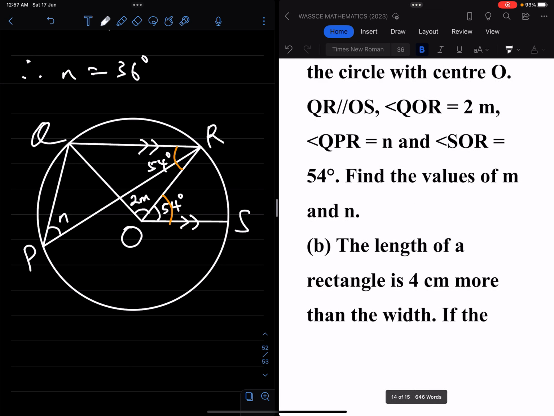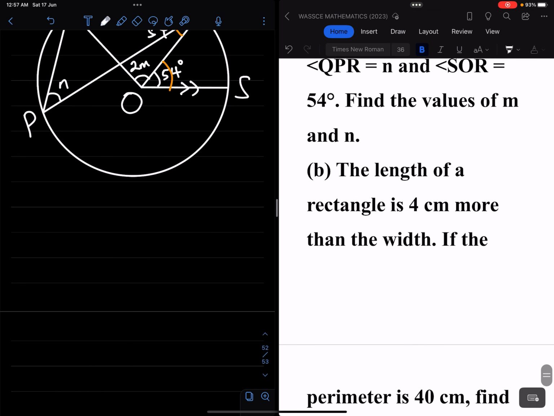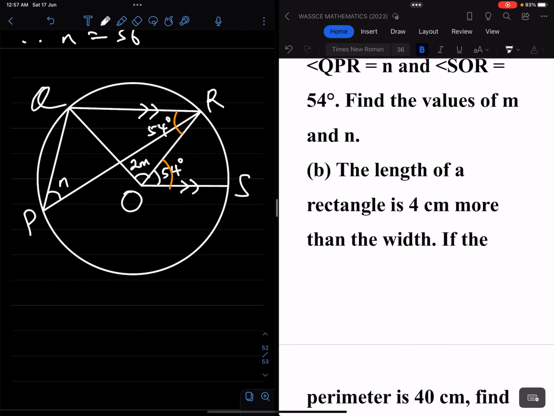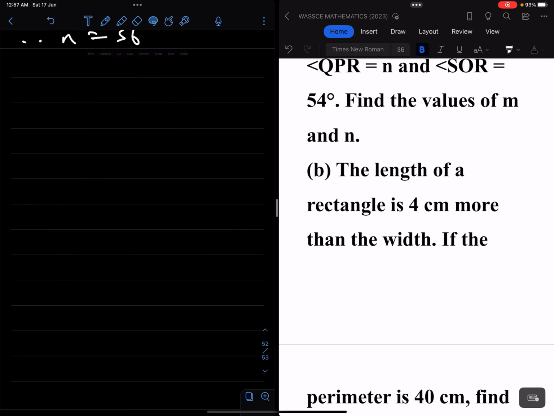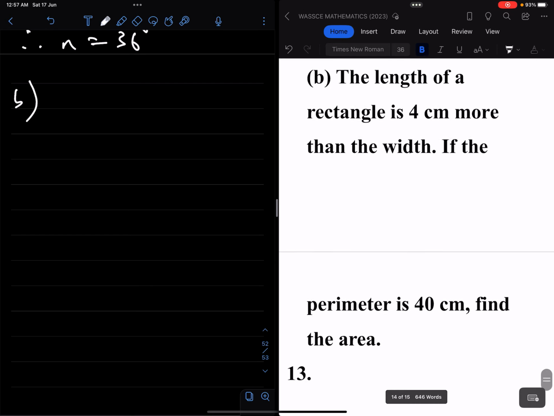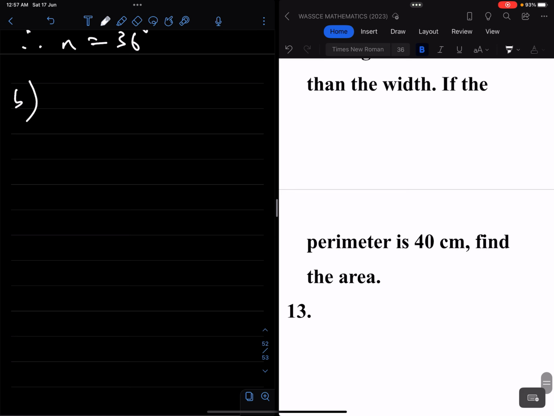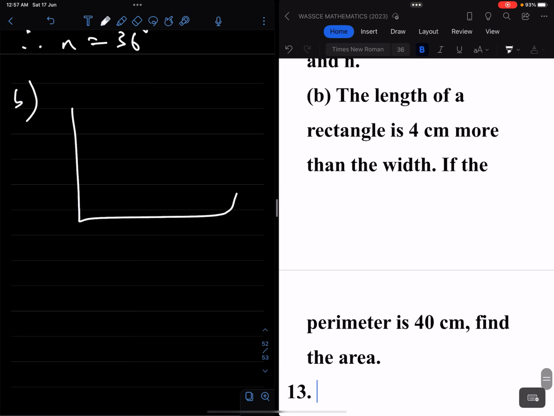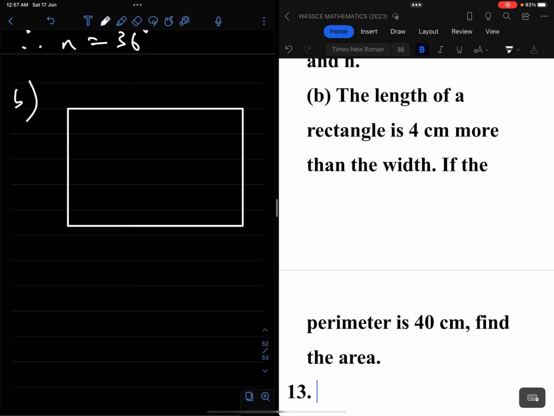All right, let's go straight to the next one, which is question 12B. How do we do that? The length of a rectangle is 4 centimeters more than the width. If the perimeter is 40 centimeters, find the area. What a piece of cake! This is an insult to our intelligence. This question is extremely simple.